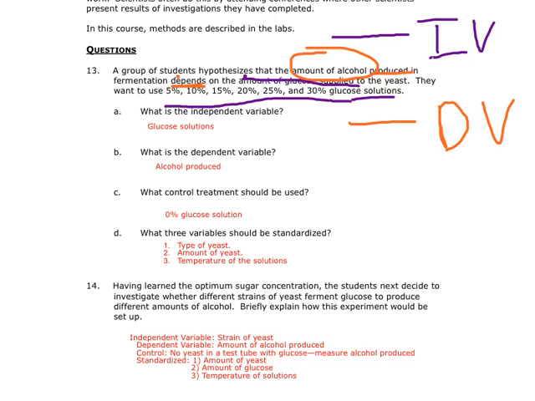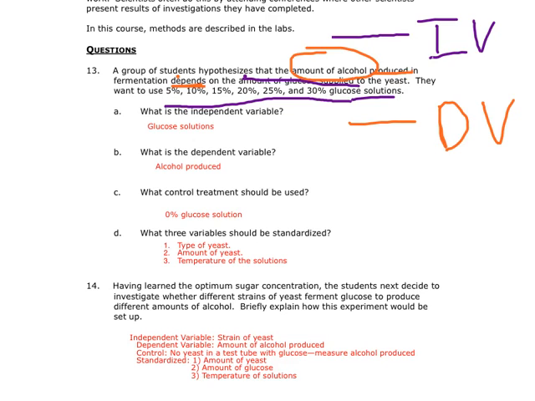The type of yeast, the amount of yeast, and the temperature of the solutions. Now, there are several other things that would also have to be kept the same. But I only wanted you to come up with 3. And those were the 3 that I thought of. If you thought of other ones and you want to check them with me in class, be my guest.